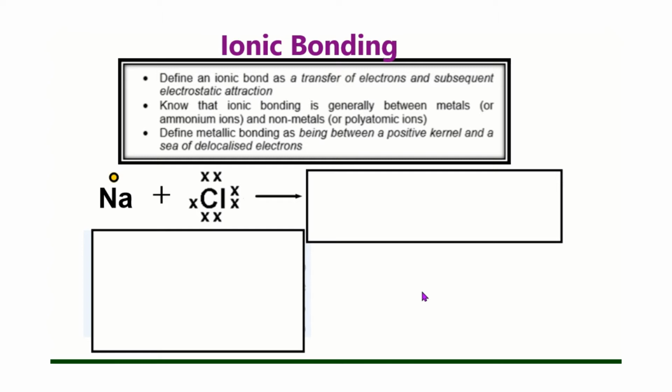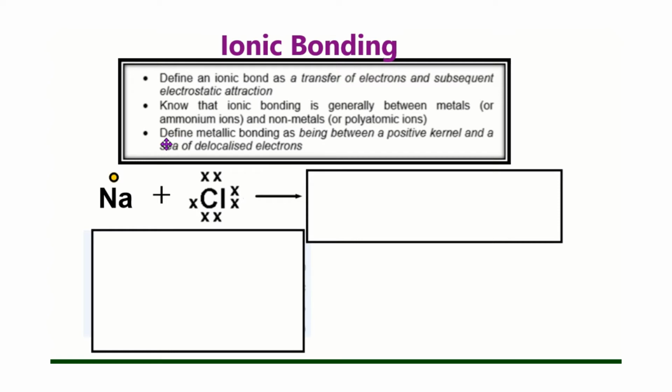Now, I'd like to start off by looking at what we have to know about ionic bonding from the SAGS document. You must define an ionic bond as a transfer of electrons, and as I said, it's from the metal to the non-metal, and a subsequent electrostatic attraction. I'm going to discuss that in a moment. You have to know that ionic bonding is generally between metals and non-metals.